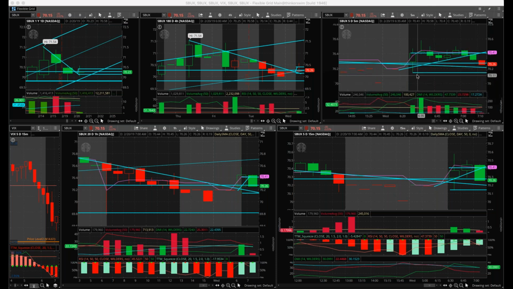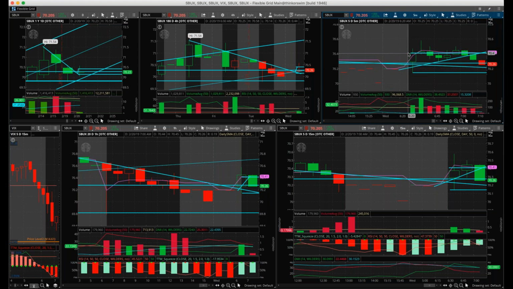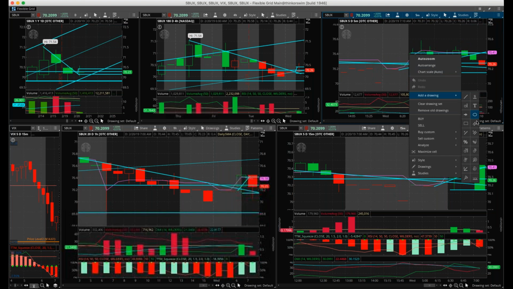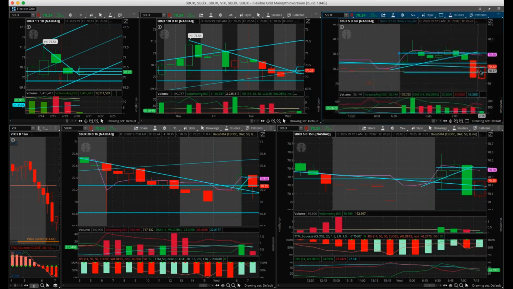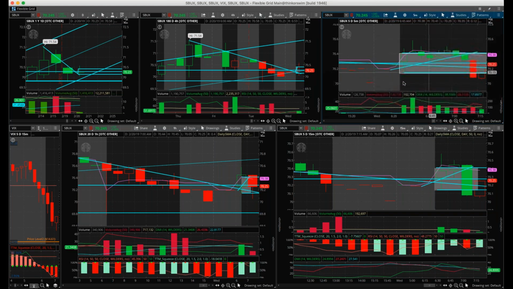So we're at this low right now. It looks like it's trying to hold it. So remember, this chop zone right here, I'm going to highlight this area. We don't want to trade this. We don't want to trade this chop zone. There's no direction in this chop zone.